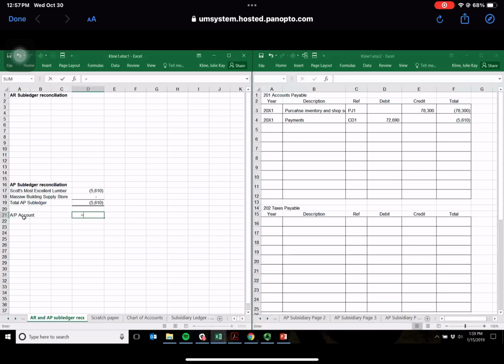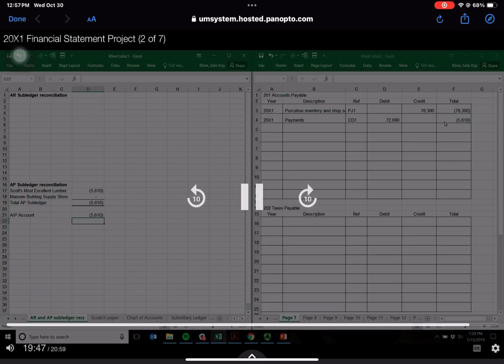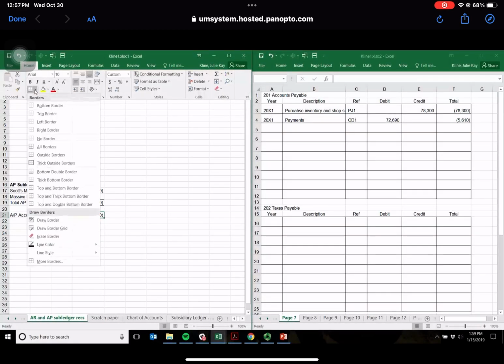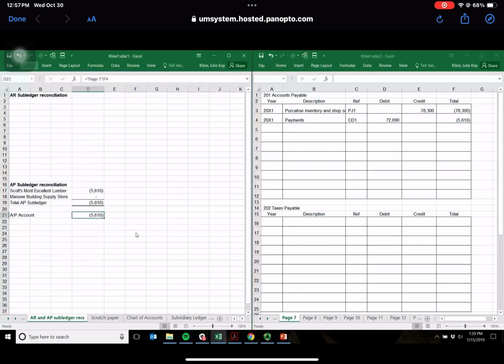If I go to my general ledger for AP, 56.10. If it matches, they both get a double underline and we are good to go. If they don't match, then we have a problem and we need to go fix that. So this is a check for you. Same with AR. They're going to come when you're done working on all your subledgers. And you can do that now if you want. Pause this video and do that.